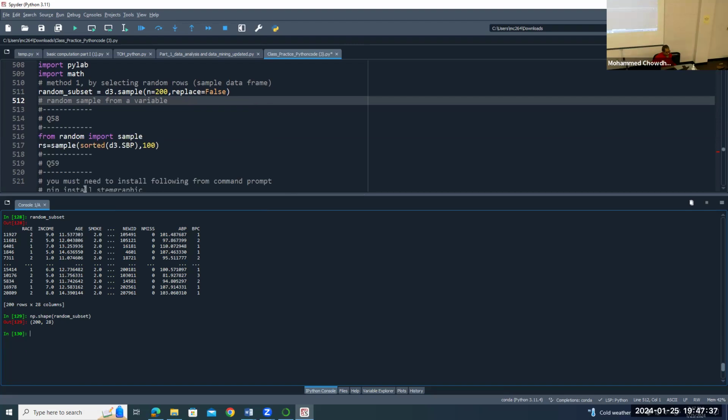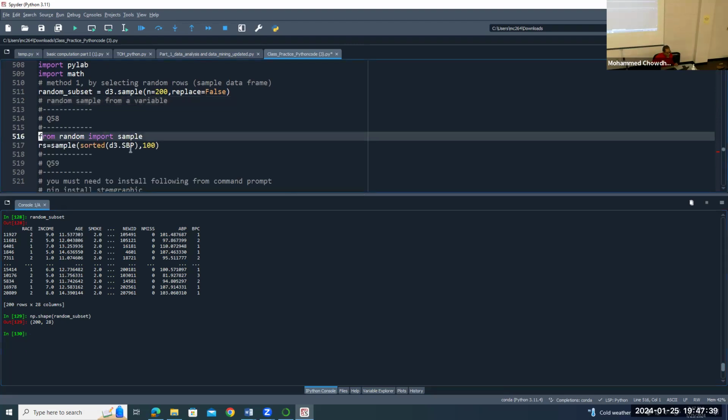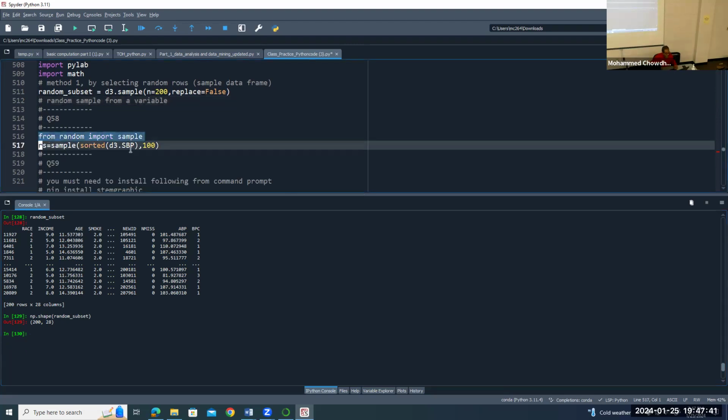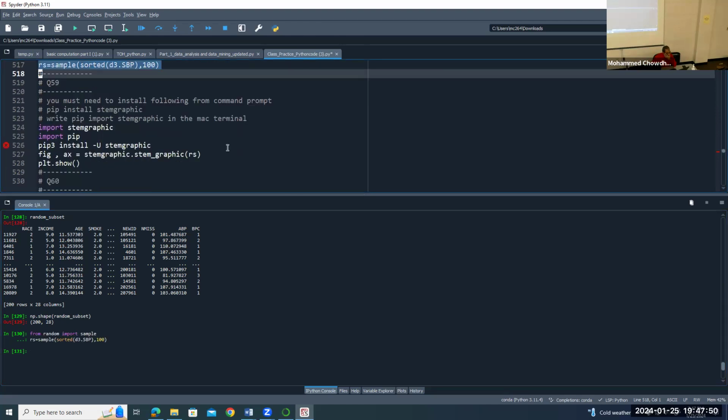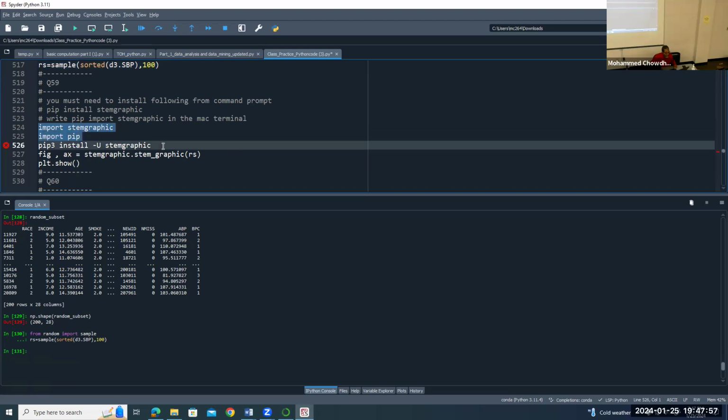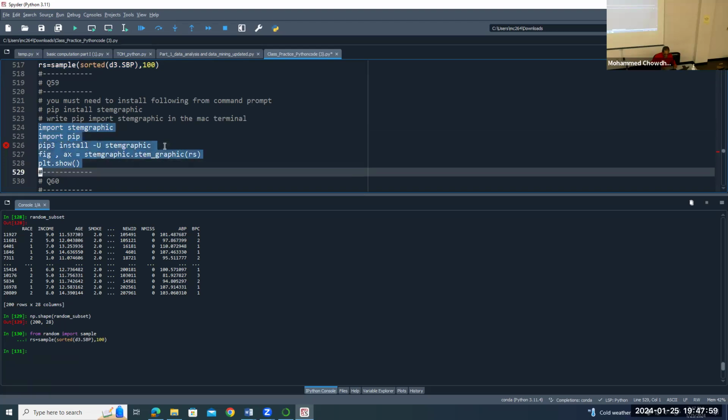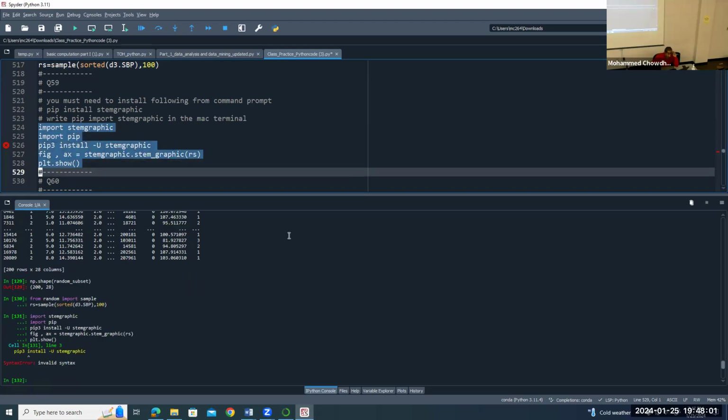Line number 511. Then if you want to take just a random sample of a variable, you have to run the code at line number 517. After running 517, there is a stem-leaf plot. If you want to do a stem-leaf plot, you have to do these things. Okay, it is not working.